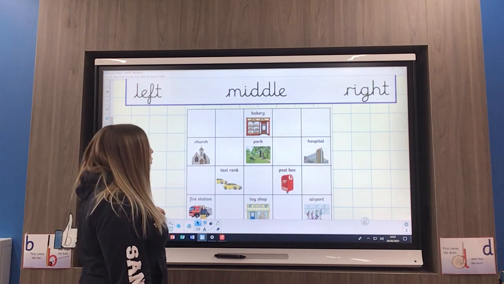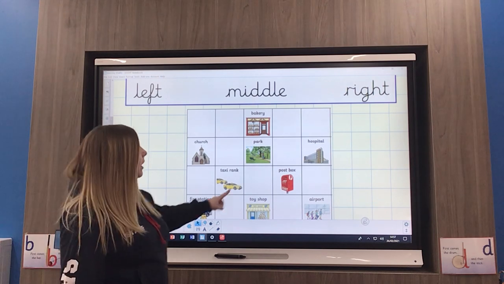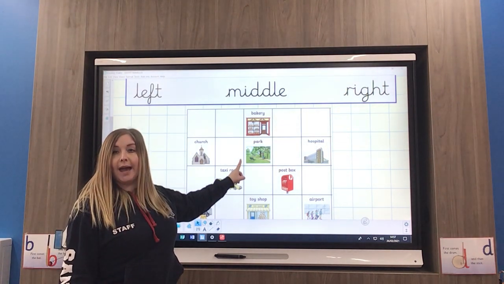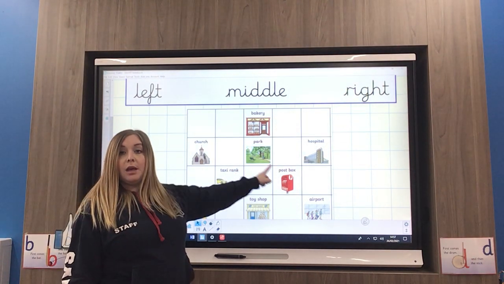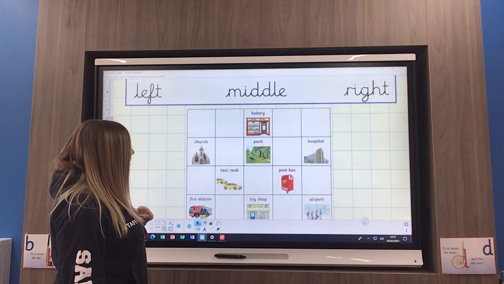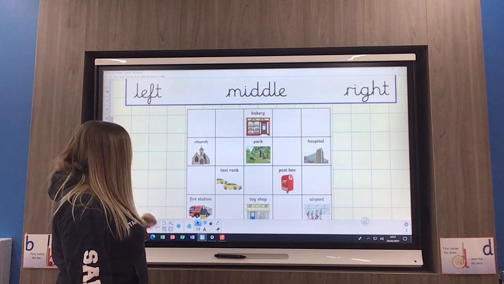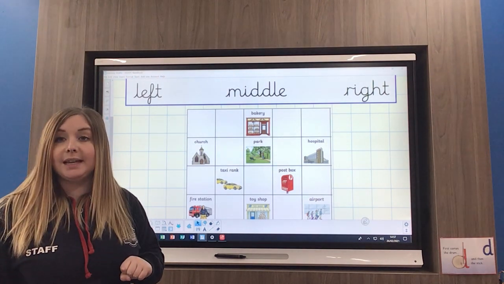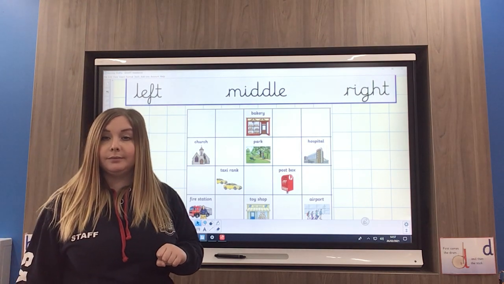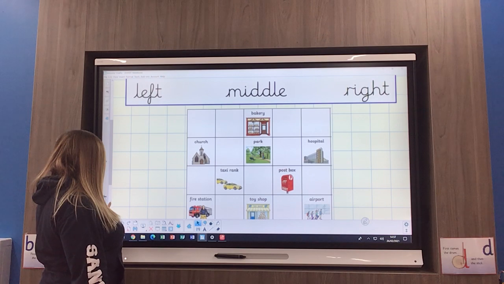Okay, what's to the right of the park? What's to the right of the park? That's it, this side, and that's the hospital. What's in the middle of the airport and the fire station? Okay, so that one's the toy shop, brilliant.